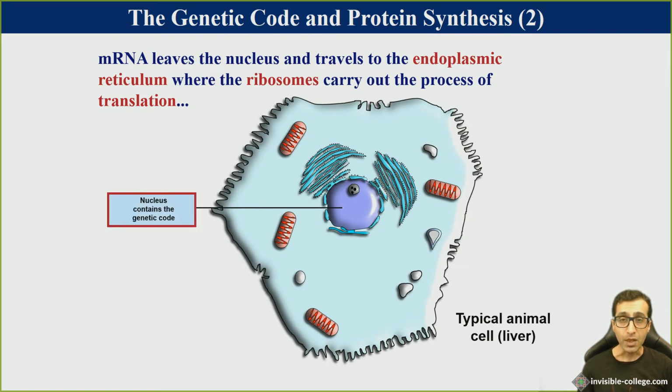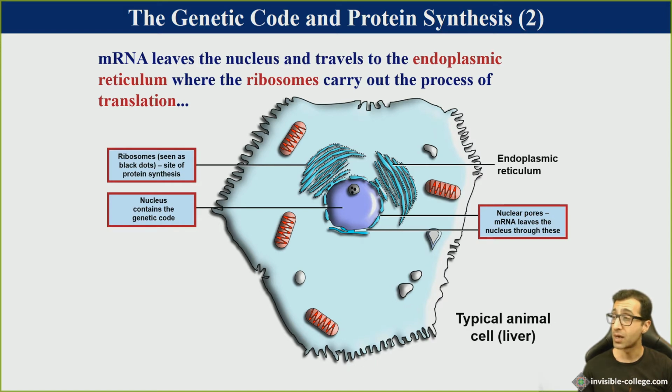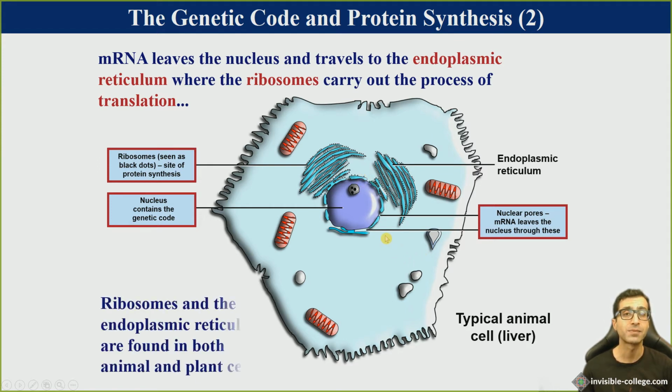So the nucleus contains the genetic code, and then the nuclear pores in the nuclear membrane allow the mRNA to leave the nucleus, because the ribosomes are actually present outside of the nucleus. So you find the ribosomes both on the endoplasmic reticulum and also continuous with the nuclear envelope, but you can also find ribosomes free floating in the cytoplasm.